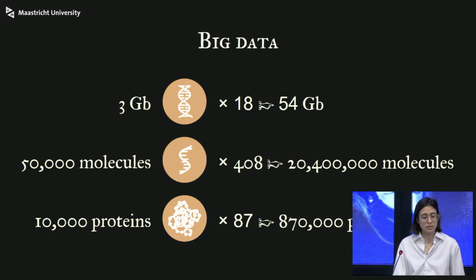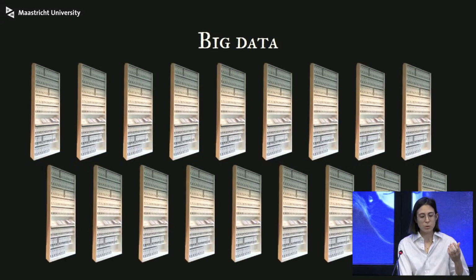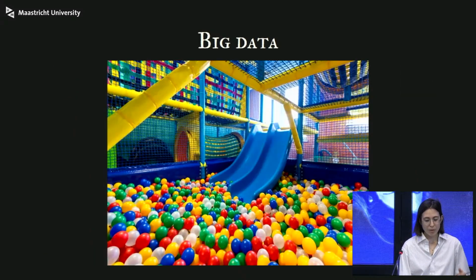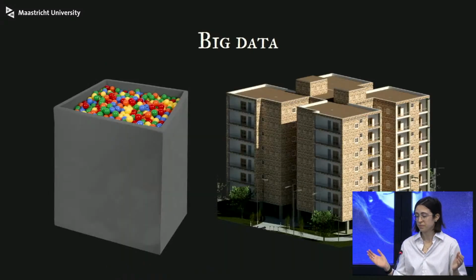Same for proteomics. Every proteomic sample had information of around 10,000 proteins, which means having information about 870,000 proteins. But this is still not enough, because sometimes numbers are hard to picture. What does that mean? So if we were to print all the DNA information that we generated, we would fill 18 bookshelves from floor to ceiling. If every RNA molecule that we detected was a ball in a ball pit, it would fill up a cube of 20 meters. That is almost a 7-story building.